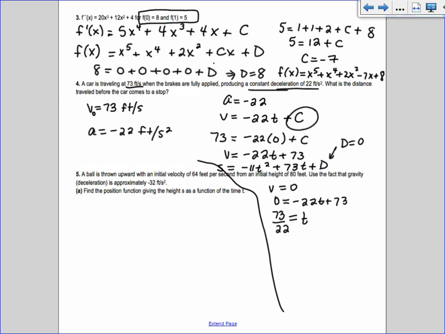And then I want to find how far it's traveled. So it started at d equals 0. And then I want to plug in 73 over 22 into the position function. So I'm going to have s equals negative 11 times (73 over 22) squared plus 73 times 73 over 22. And that's your distance equation, your position equation.